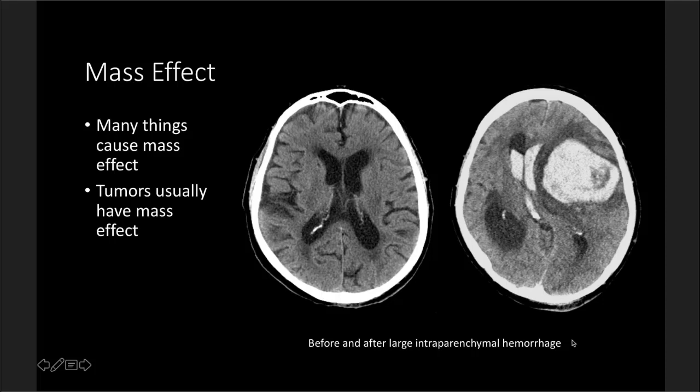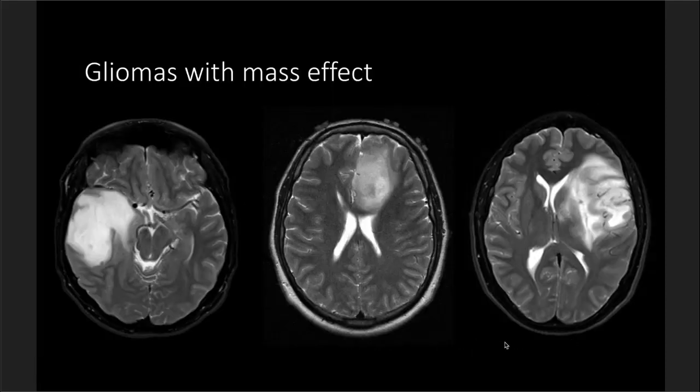Here are some gliomas with mass effect. So these are all T2 weighted images, and these are different tumors. Here's a tumor in the right temporal lobe, and it's causing mass effect.